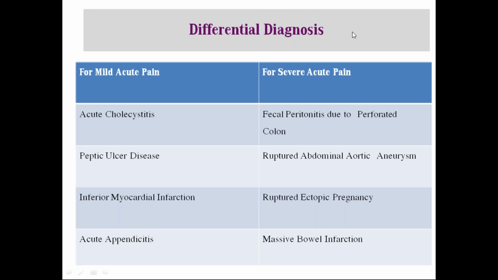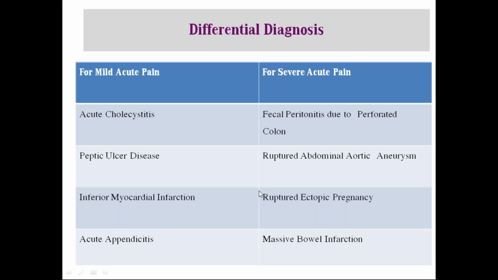anatomically, the organs located close to the pancreas. One is acute cholecystitis, peptic ulcer disease, inferior myocardial infarction, and acute appendicitis. For severe acute pain, it may be due to fecal peritonitis or a ruptured abdominal aortic aneurysm, which is a catastrophe.